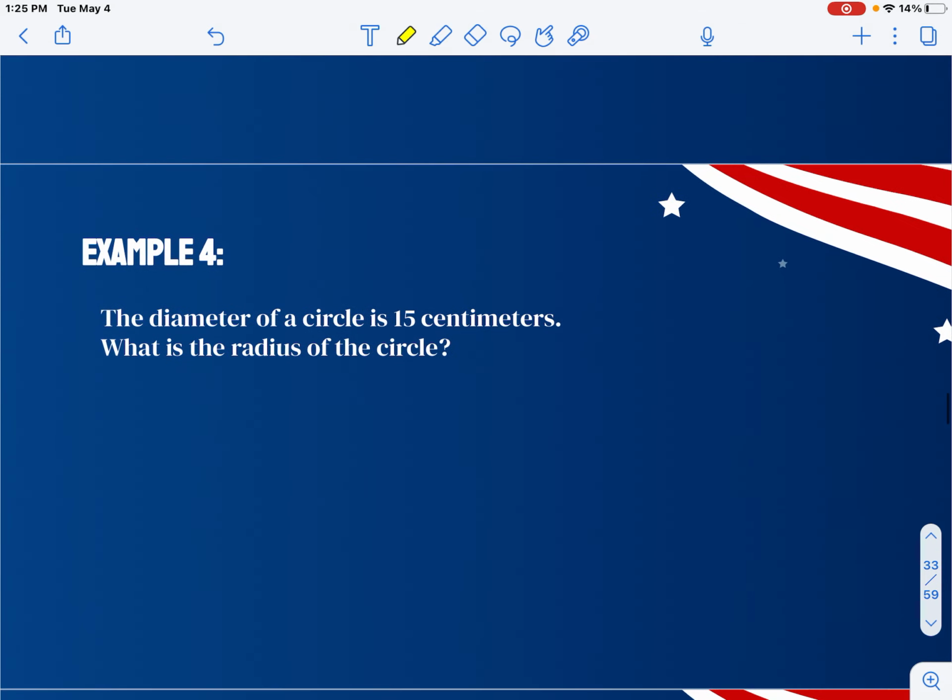All right, next one. Diameter of a circle is 15 centimeters. What is the radius of the circle? Well, you could use either formula. There was D equals 2R, or the radius equals diameter divided by 2. I'm trying to find the radius, so I'll use that formula. Radius equals diameter divided by 2. So the radius is 15 over 2, which is 7.5 centimeters.